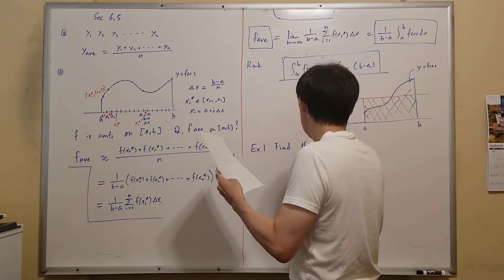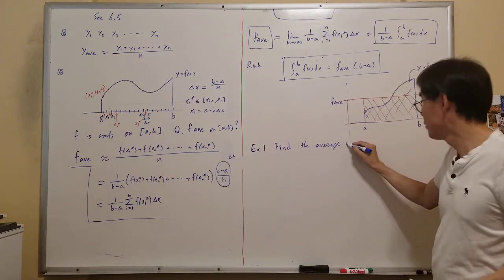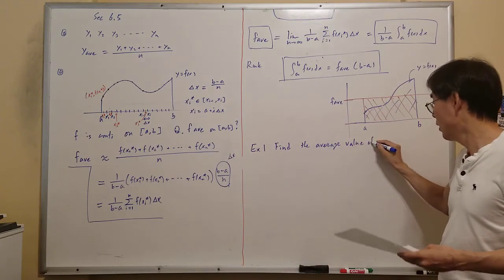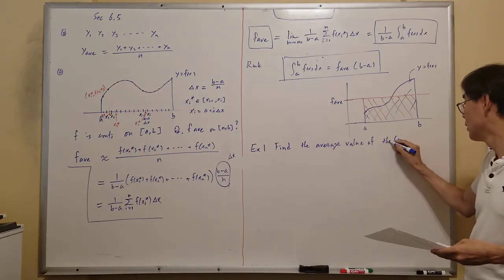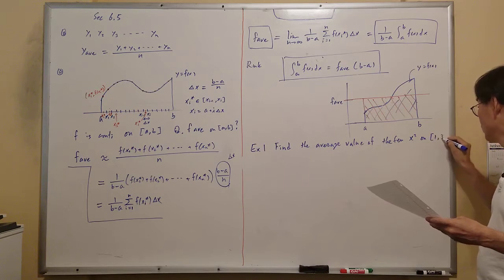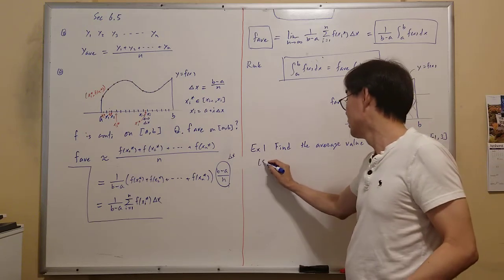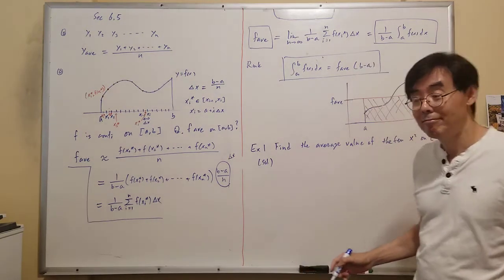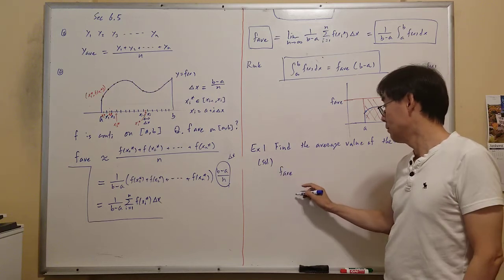Find the average value of the function x squared on negative 1 to 3. Well, just use the definition of average value on that interval.